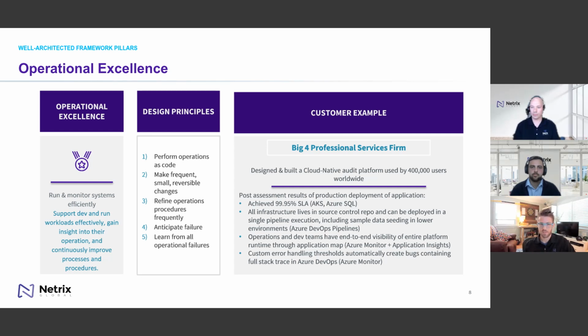As you look at the design principles for operational excellence, the first two focus mostly on DevOps and GitOps. Your infrastructure is defined as code. This allows you to quickly stand up and tear down every single environment that you have. It also allows you to have complete parity between your upper environments, so you know that your staging environment is 100% identical to your production environment.